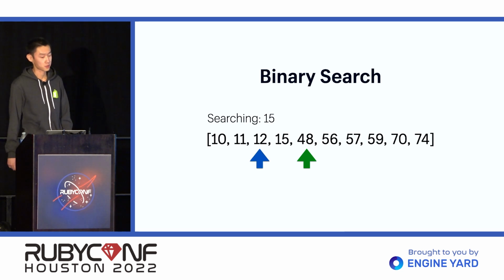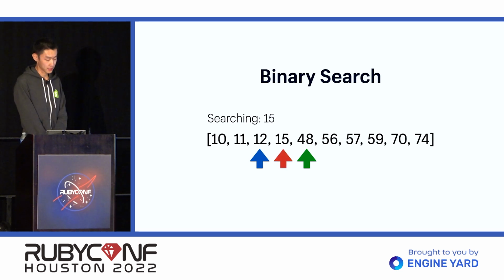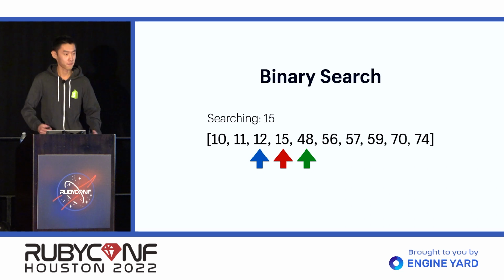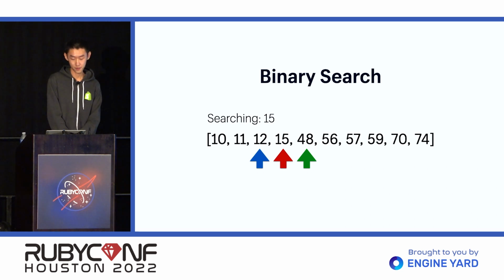And we repeat this process once again. Using the low and the high cursors, we'll calculate a mid cursor at the integer 15, compare 15 and 15. Since they're equal, we found the element we're searching for.